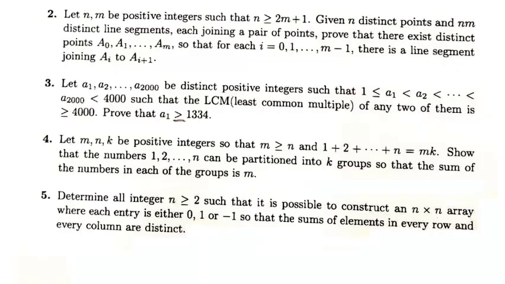SMO 2019 round 2 senior section problem number 2. Let n and m be positive integers such that m is greater than or equal to n plus 1, given n distinct points and m distinct line segments each joining a pair of points. Prove that there exist distinct points a0, a1, ..., am so that for each i from 0 to m-1 there is a line segment joining ai to ai plus 1.